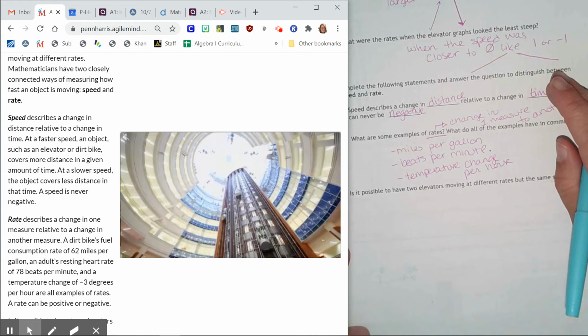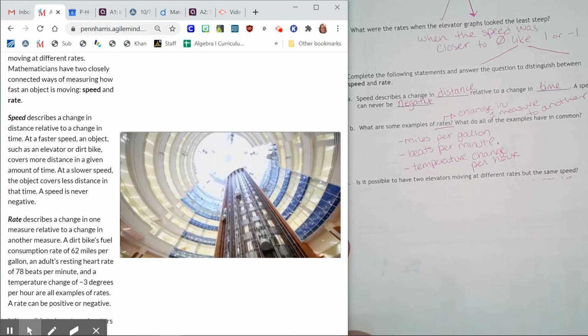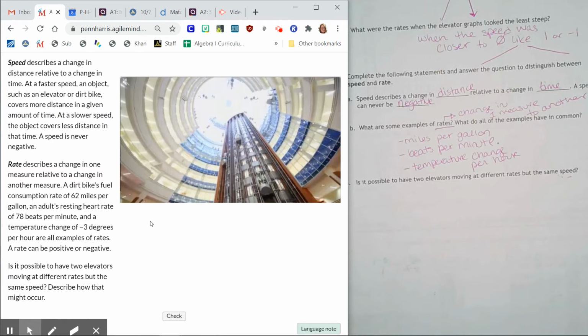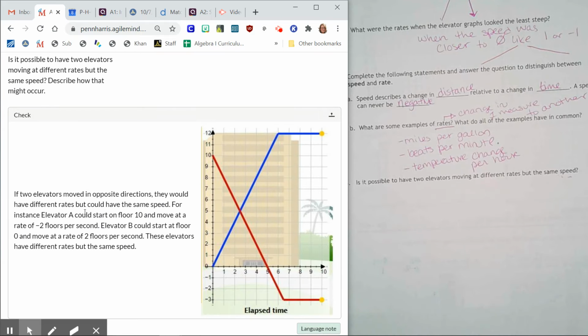The next question: is it possible to have two elevators moving at different rates but the same speed? Did we see this? Did we see they were moving at different rates but at the same speed? I want you guys to think about that for a second. When two elevators are moving in opposite directions, they would have different rates. That's where we saw the positive floors and the negative floors. But they could have had the same speed.